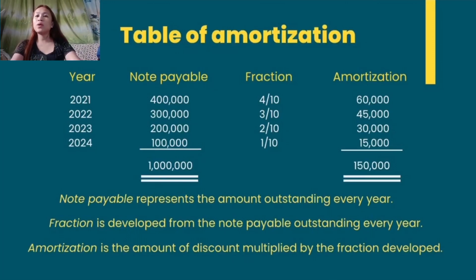For 2021, we have a note payable of 400,000 and a fraction of 4 over 10. How can we get this 4 over 10? We total all the notes payable and get 1 million. So we get 4 over 10, 3 over 10, 2 over 10, and 1 over 10. In getting the amortization, we multiply 400,000 by 4 over 10 to get 160,000, and so on and so forth. In amortization, the total we get is 150,000.